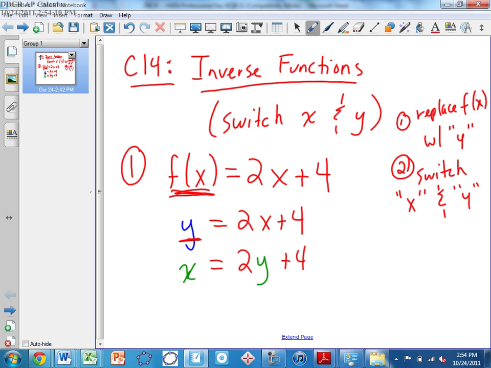So the first thing we did was we replaced f of x with a y over here. Then we switched x and y around. Now, believe it or not, you're already at the inverse. This is the inverse. But we always look at functions as y equals, right? So what we can do now is resolve this for y. Okay, so step 3 is solve for y. Because now y is clearly not by itself. Before, it was y equals 2x plus 4. So y was by itself. But now it's x equals 2y plus 4. So if I want to get y by itself, what's the first thing I should do here?